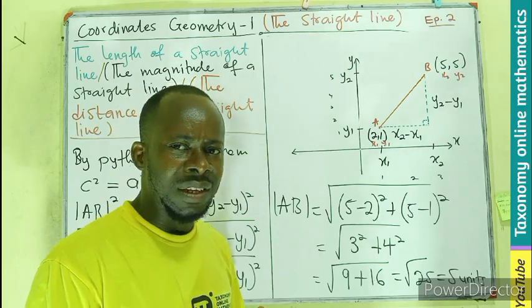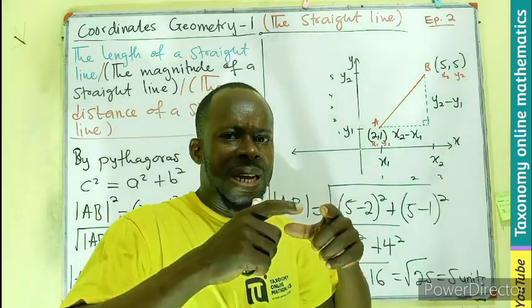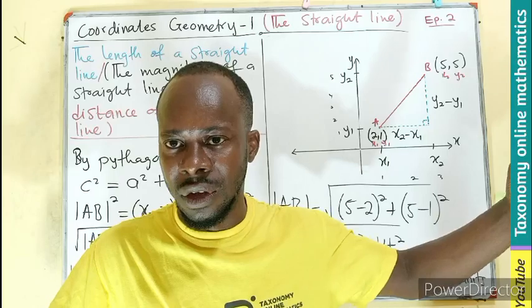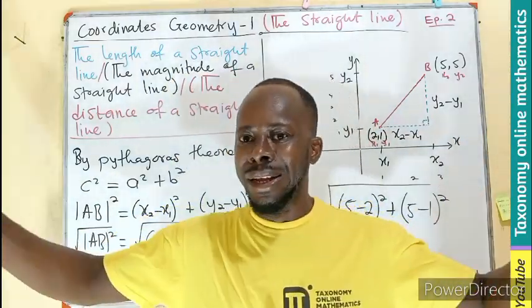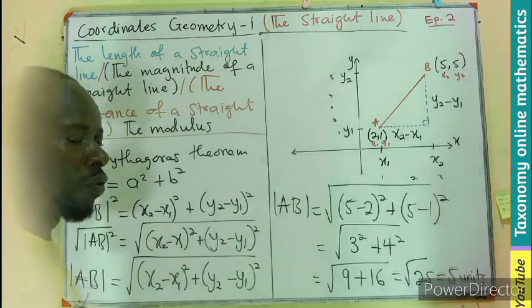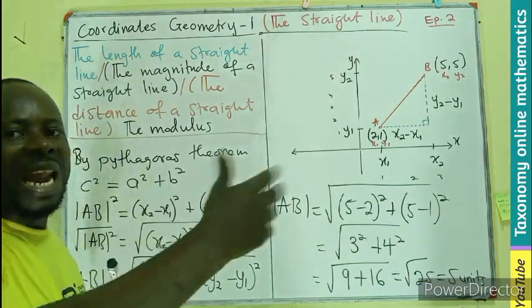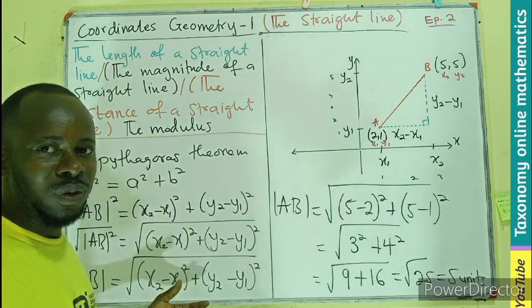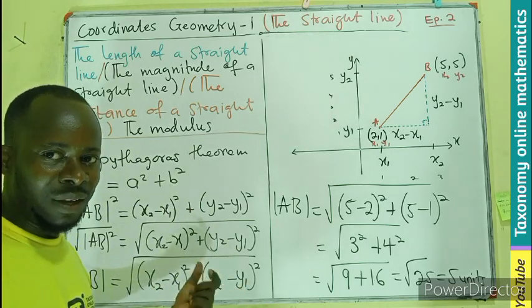And I'm sure at this point, the concept of finding the distance between 2 points on the plane, the magnitude, the modulus of the line or the length of the line is understood by this concept. I guess you get it?